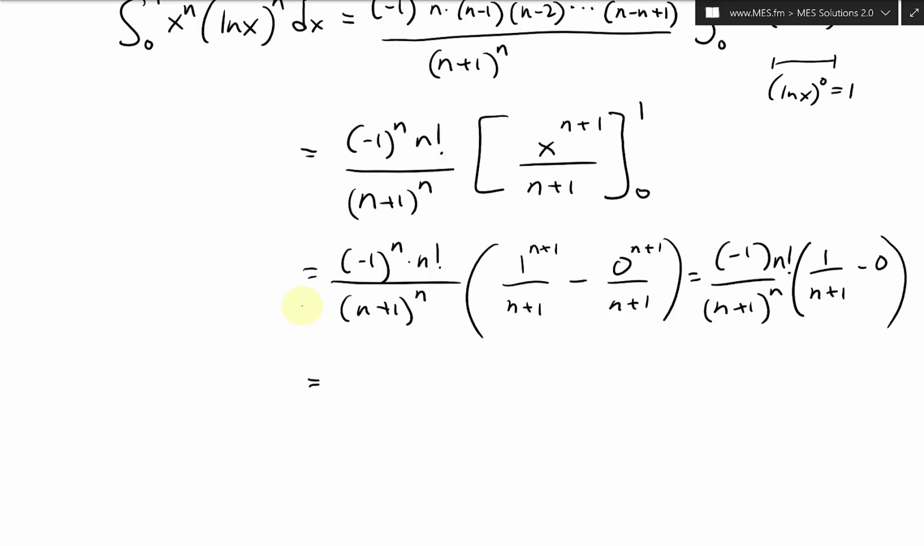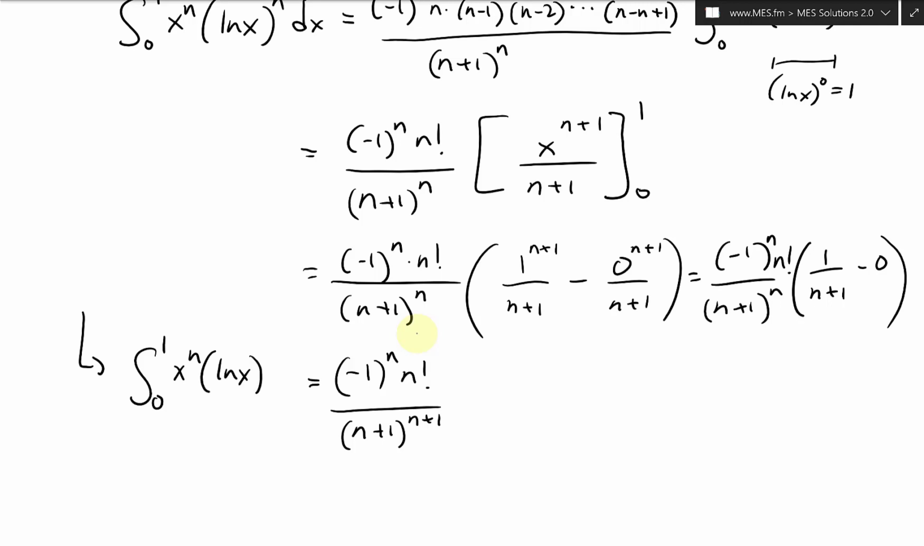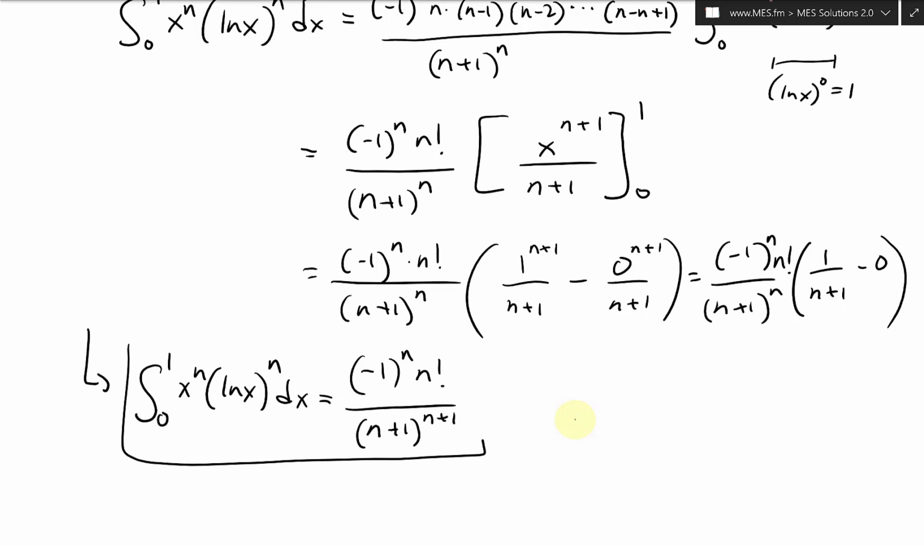So then this all becomes negative 1 to the power of n. So negative 1 to the power of n, factorial over n plus 1 to the power of n, this is going to be n plus 1 to the power of 1, so n plus 1 to the power of n plus 1. Alright, so now let's put this down here. This is our integral from 0 to 1 of x^n (ln x)^n dx. And now I'm just going to box this.